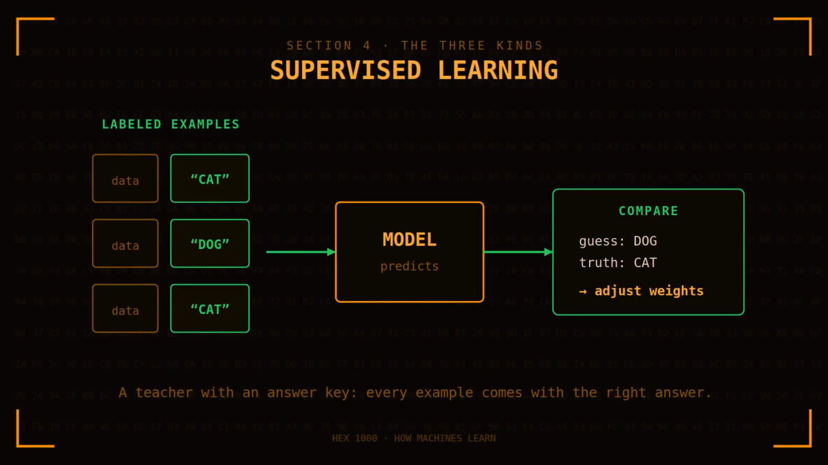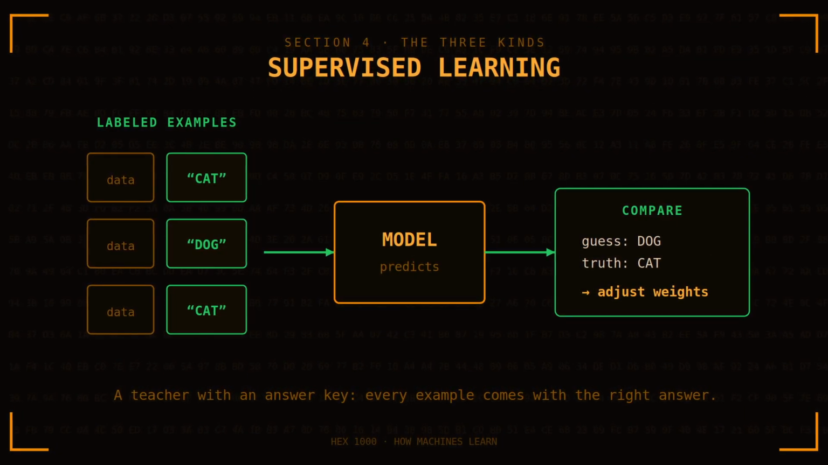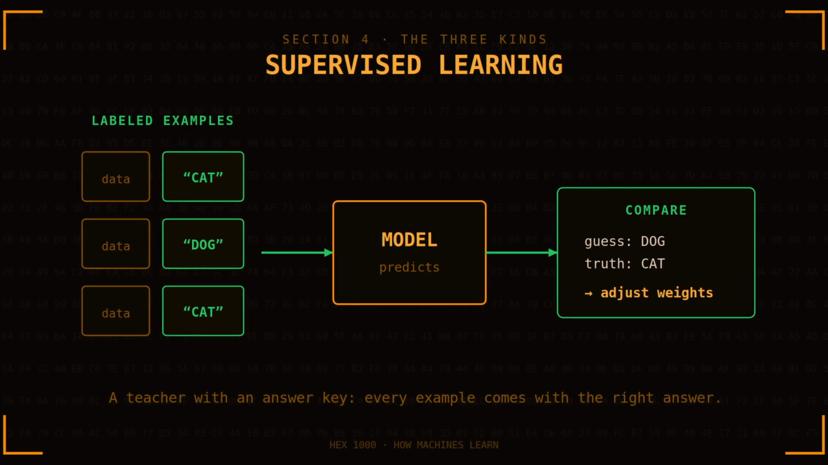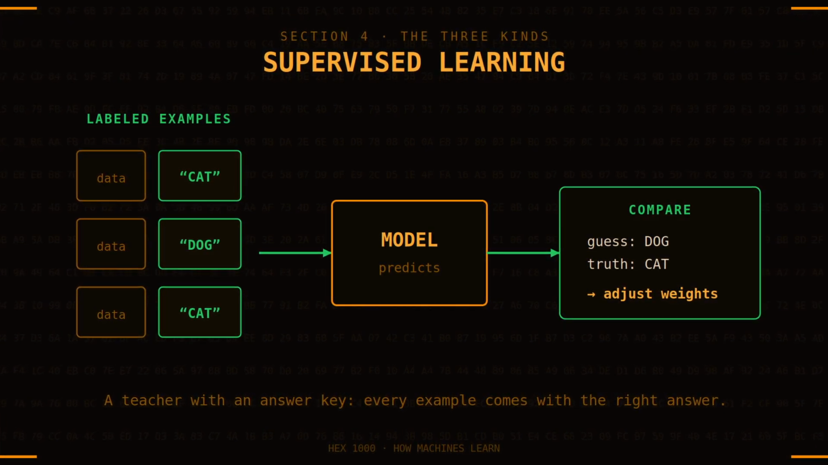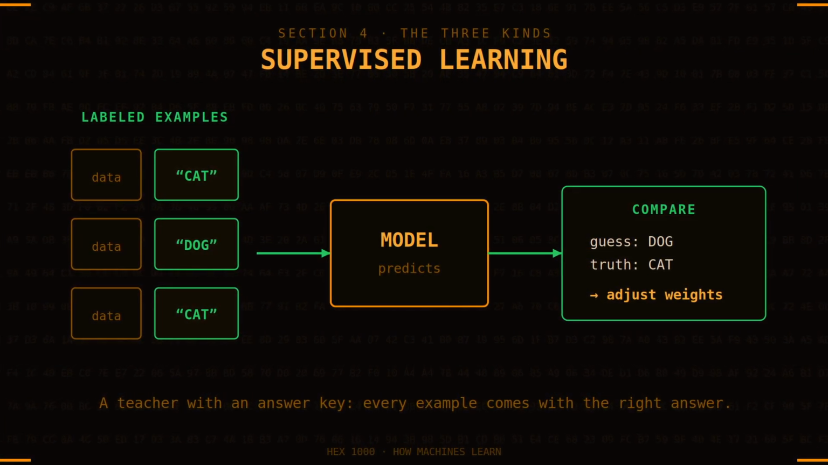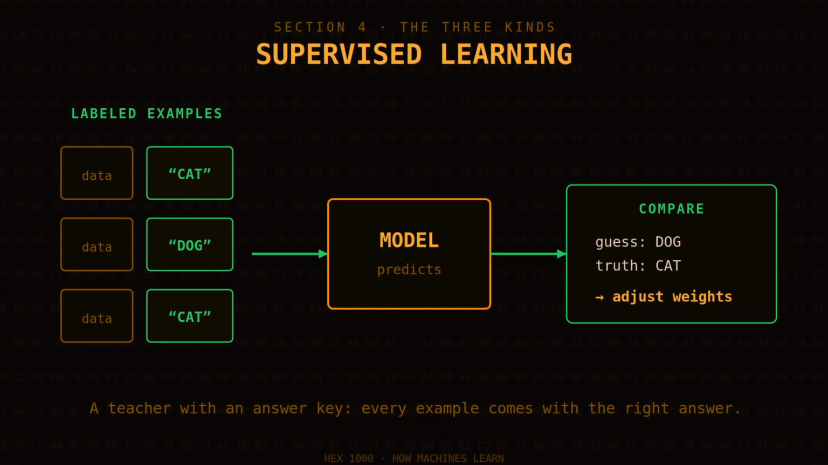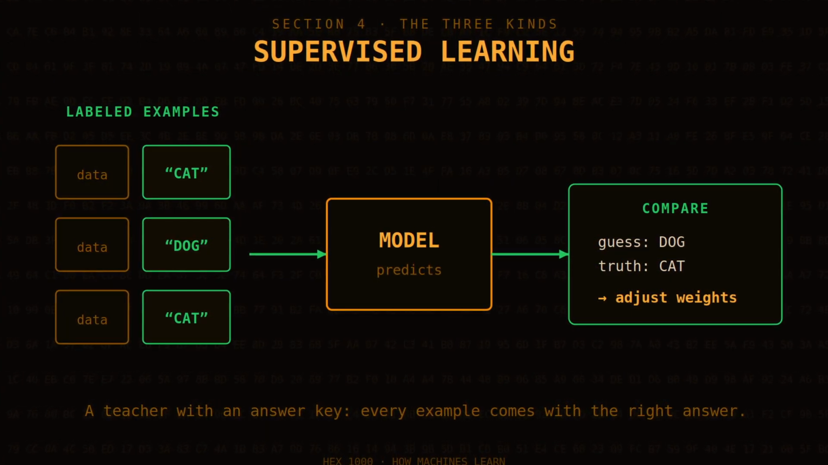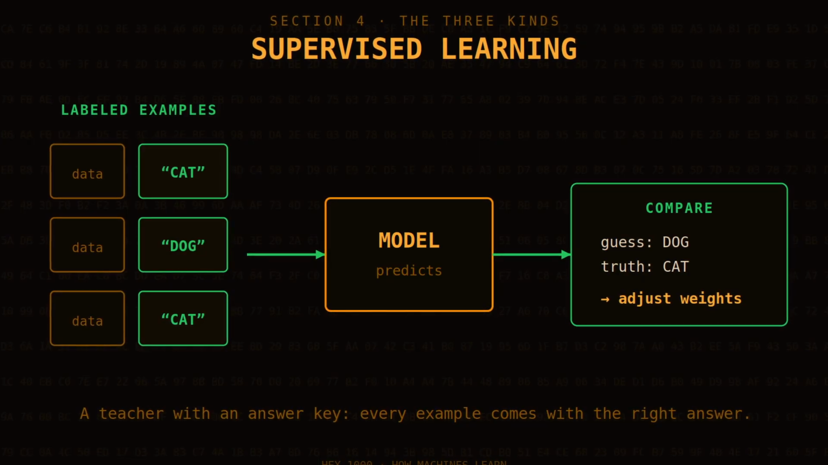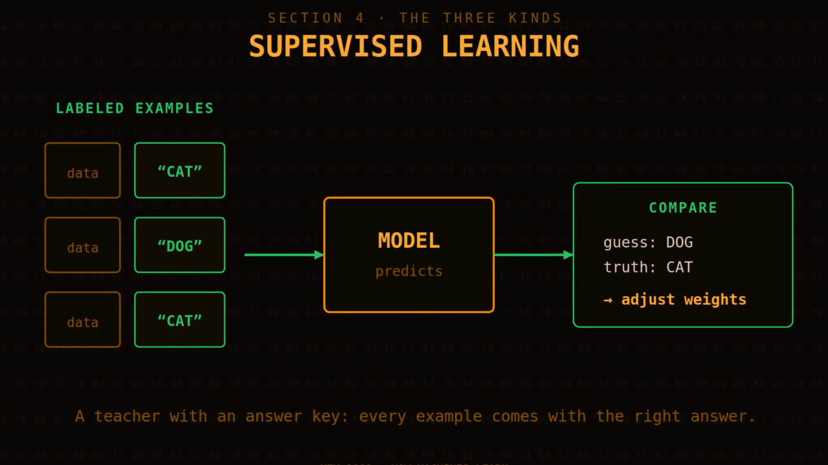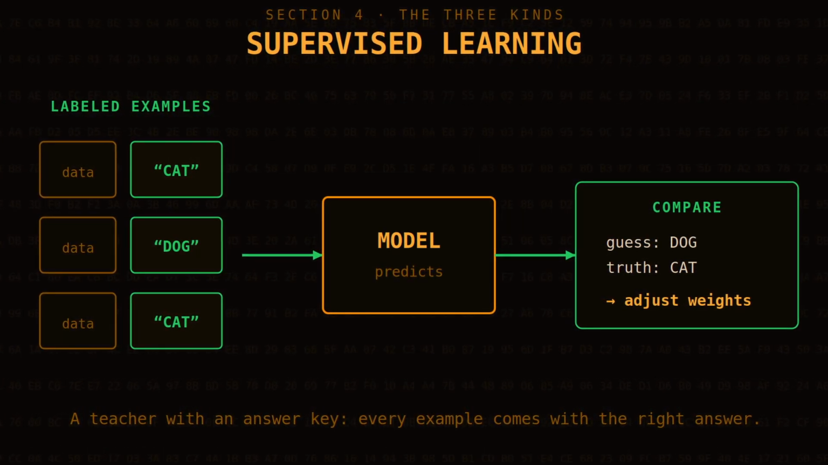The first and most common is supervised learning. This is the cat example. You give the model labeled data. Every example comes with the correct answer attached. A photo labeled cat, an email labeled spam, a house with its selling price. The model makes predictions, compares them to labels, and adjusts. It's called supervised because it's like learning with a teacher who marks every answer right or wrong.